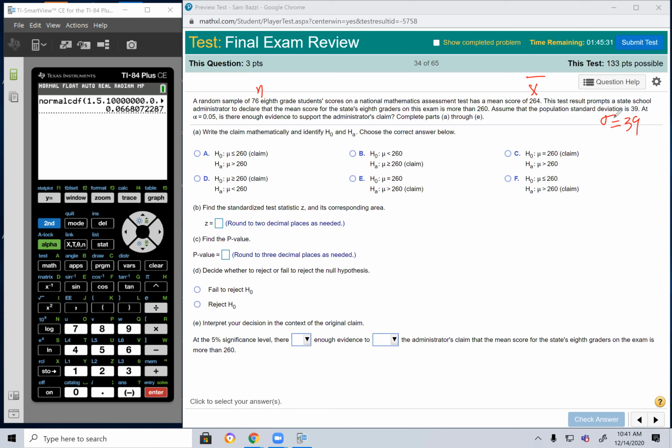Okay, let's do the 5 steps now. Well, more than, so we need the more than, where's the more than? Right here. But the claim, no, it's not here, so it's going to be this. The claim is more than, so that's where the null and the alternative. Okay, it's a z-test.